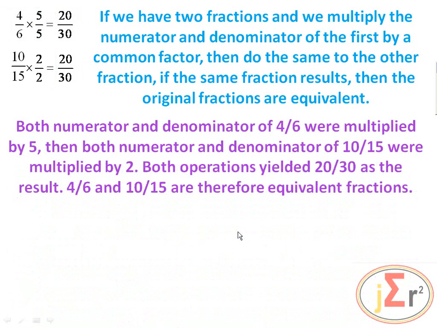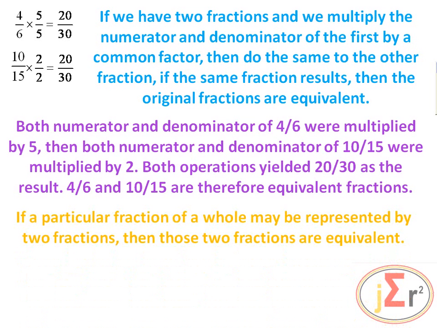Both numerator and denominator of 4 over 6 were multiplied by 5. Then both numerator and denominator of 10 over 15 were multiplied by 2. Both operations yielded 20 over 30 as the result. 4 over 6 and 10 over 15 are therefore equivalent fractions.